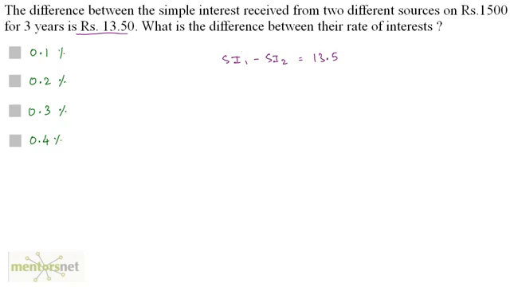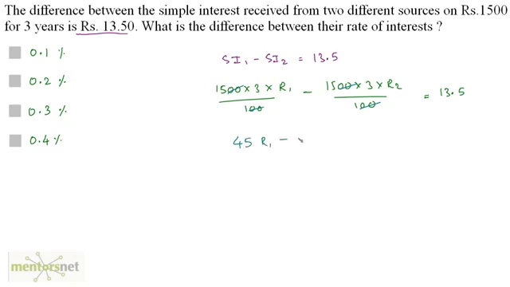So SI1 can be written as PNR upon 100. The principal is 1,500 times N is 3 times R1 upon 100 minus again 1,500 times 3 times R2 upon 100 is equal to 13.5. So cancelling out the zeros, we have 15 times 3 is 45 R1 minus 45 R2, and that's 13.5. Right, taking 45 common, so I have 45 times (R1 minus R2) is equal to 13.5.